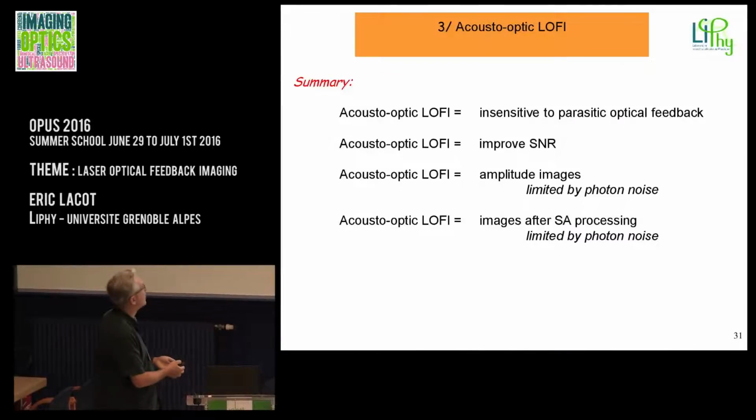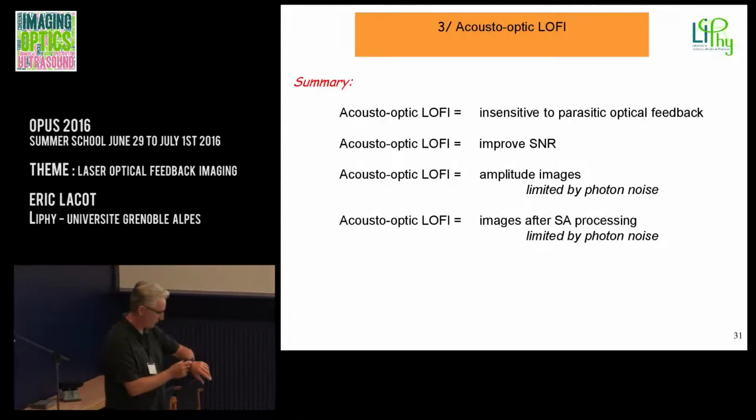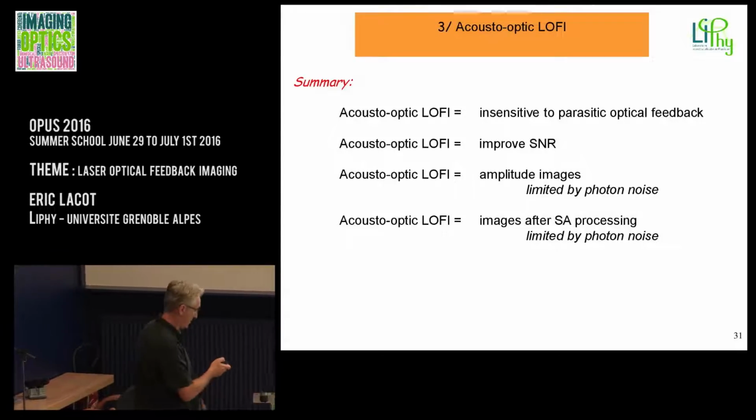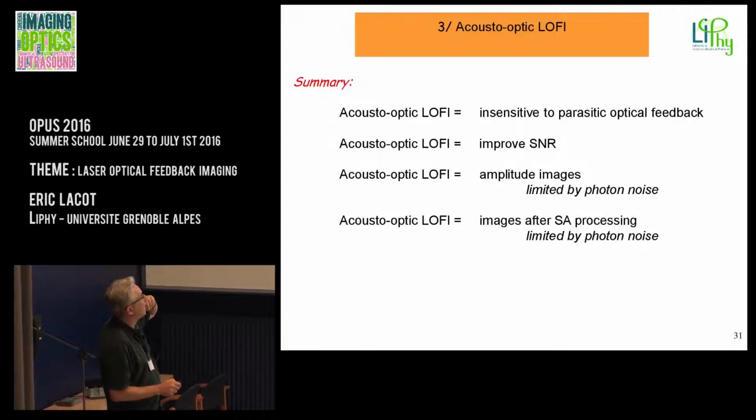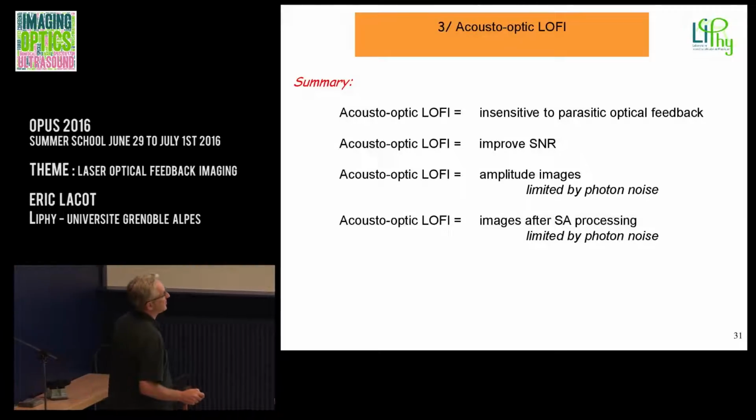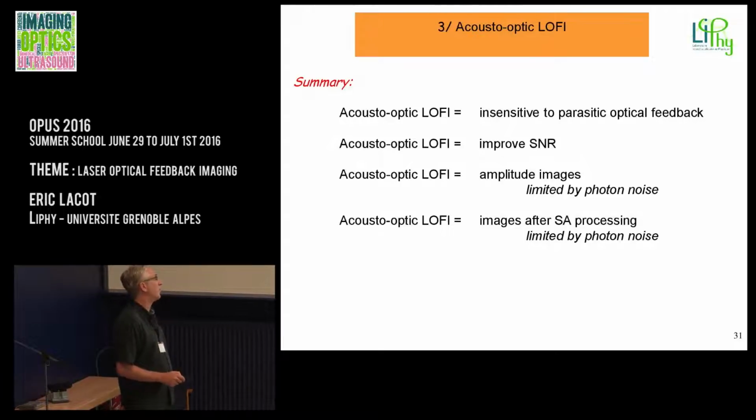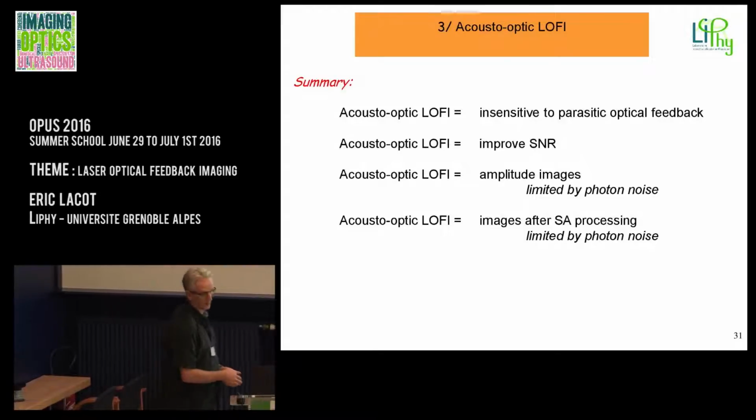So it works. To summarize this part, I would like to say that acousto-optic LOFI allows us to make the difference between parasitic echo and the feedback electric field coming back from the target under investigation, allows us to improve the LSNR, and allows us to obtain amplitude images limited by photon noise. So this is the shot noise limit, and also in the synthetic aperture process, it is possible to obtain images limited by photon noise.